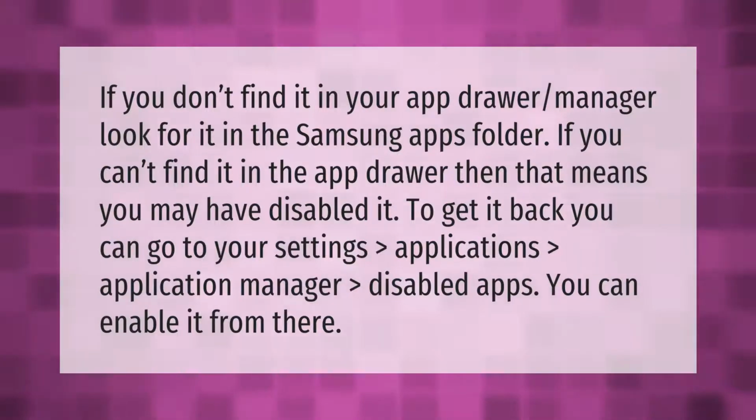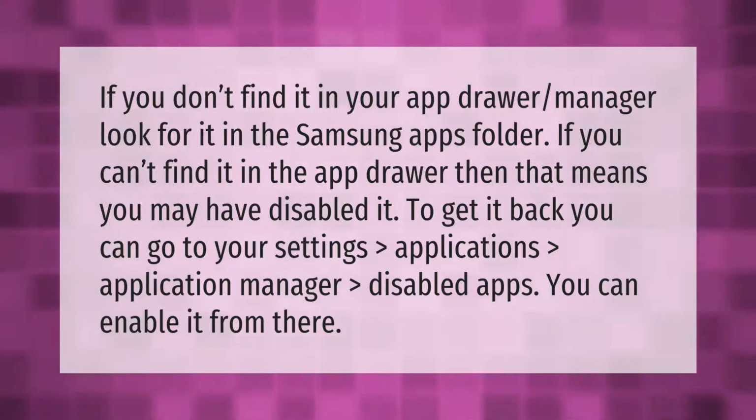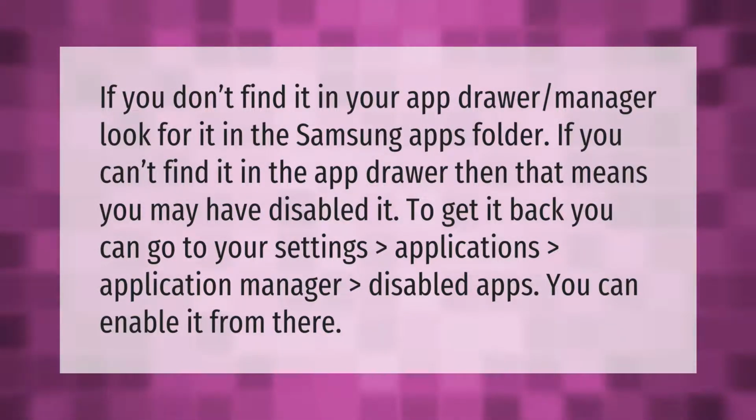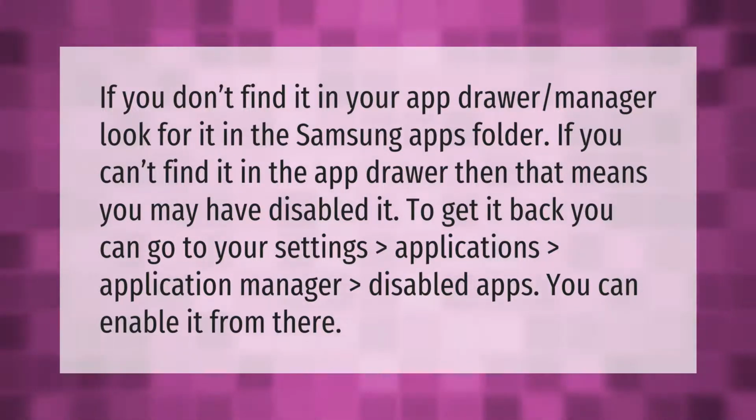If you don't find it in your app drawer, look for it in the Samsung Apps folder. If you can't find it in the app drawer, then that means you may have disabled it. To get it back, you can go to your settings > applications > application manager > disabled apps. You can enable it from there.